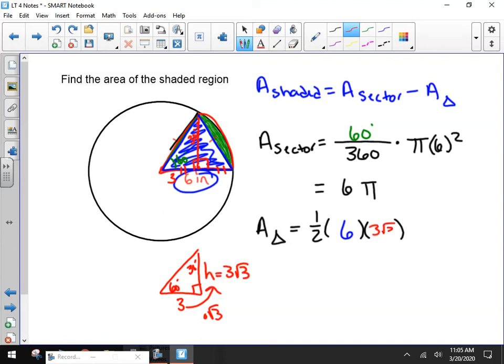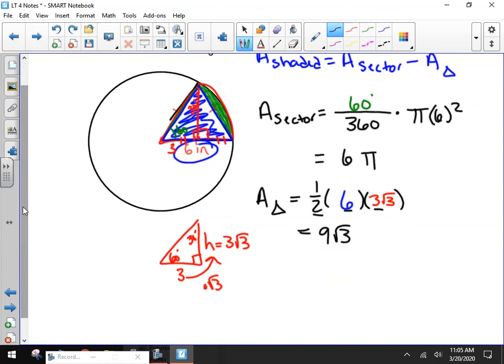All right, so now that I have my two pieces, to find the area of the shaded region, I have to take the area of the triangle, which is 9 square root 3, and subtract the area of the sector, which is 6 pi, and that's going to be inches squared. Because I have pi in my answer, that's how I write it. That's the exact form. You've got to get used to saying stuff like that, because next year you're going to be writing your answers in that kind of form.